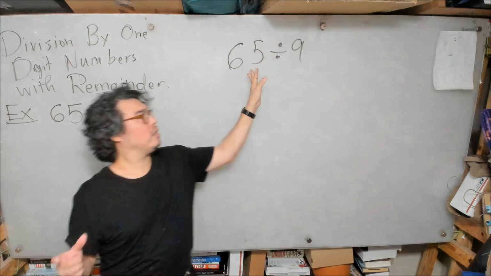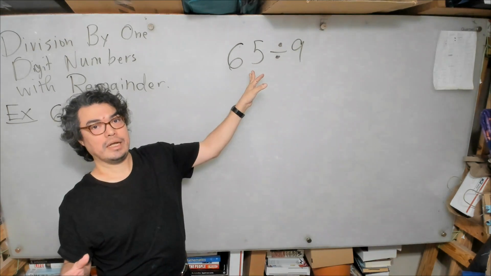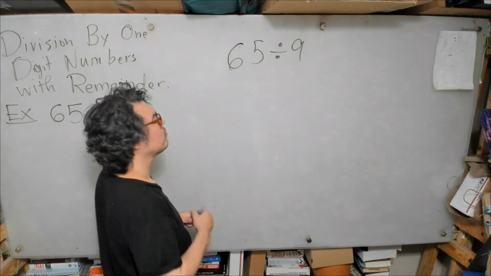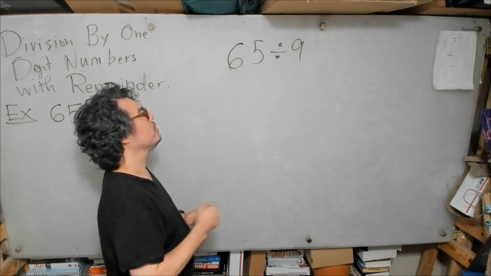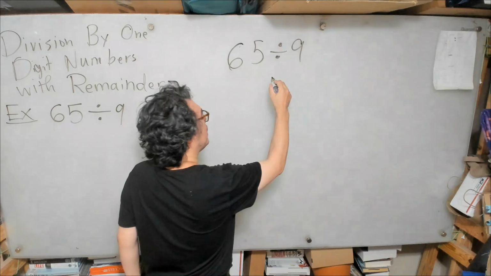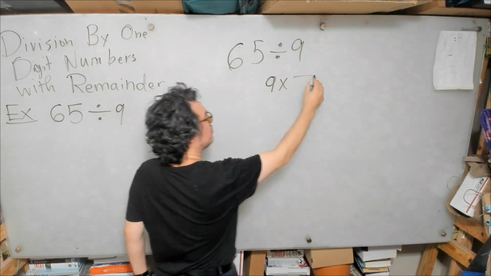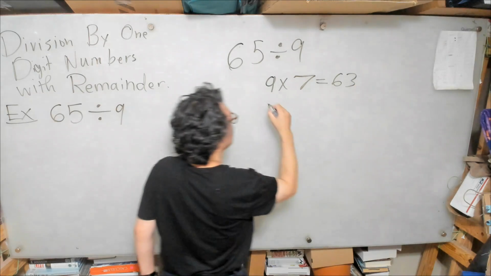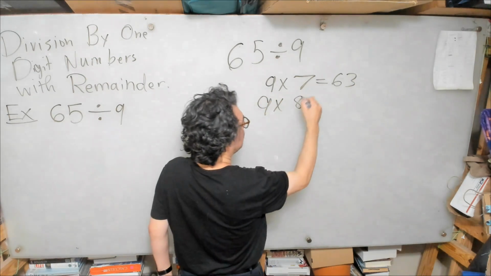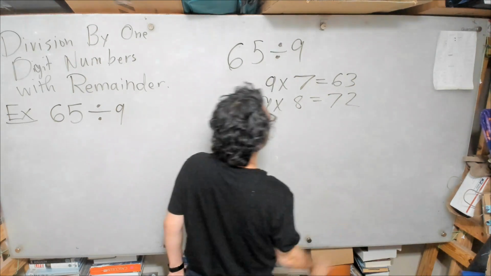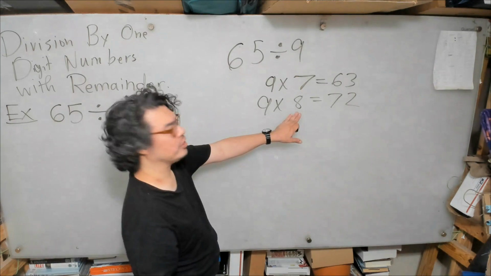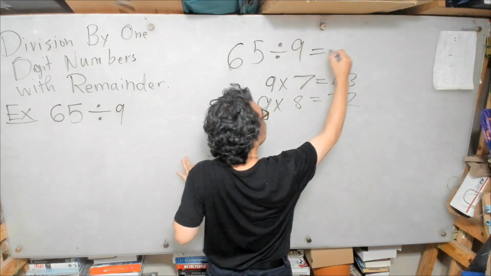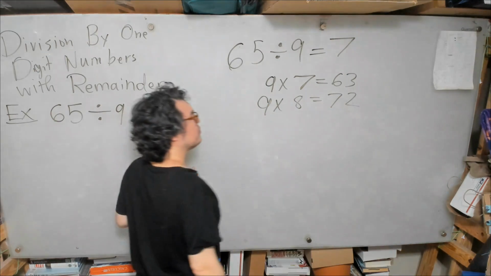So it must be 9 times 7, right? 9 times 7 is 63. So there we go. Yes. So let's write that down here. 9 times 7 is equal to 63. We know that 9 times 8 is 72, so this multiple is too large. This is the right multiple, the 7. Okay?